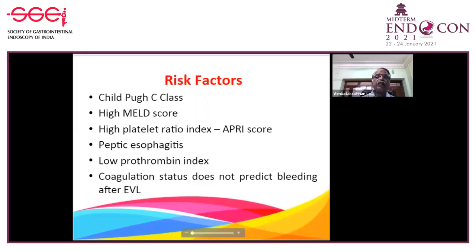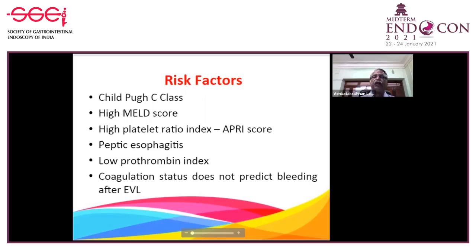Some of the studies, especially the study from France, have shown an associated high APRI index, which shows increased fibrosis, the presence of peptic esophagitis, and a low prothrombin index as risk factors for bleeding. These three things, peptic esophagitis, low prothrombin, high APRI index, have been documented only in one French study, and other studies, including our study from ILBS, have not shown these as significant risk features. It has been shown that coagulation status does not predict rebleeding after EVL.